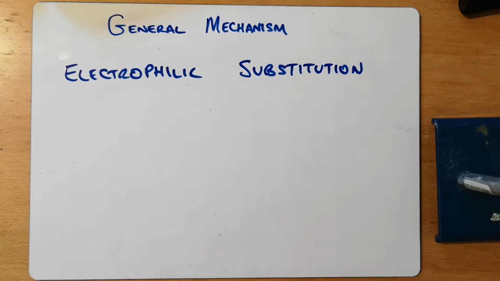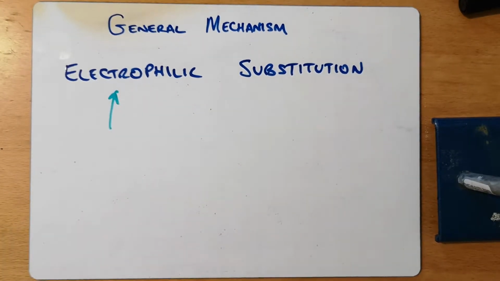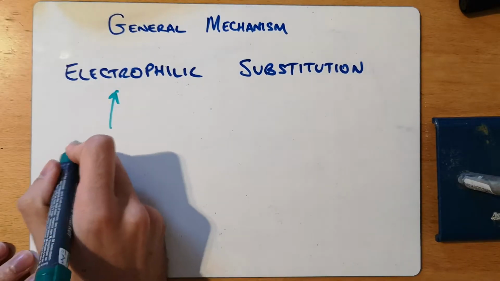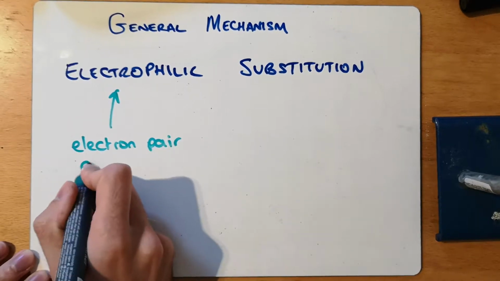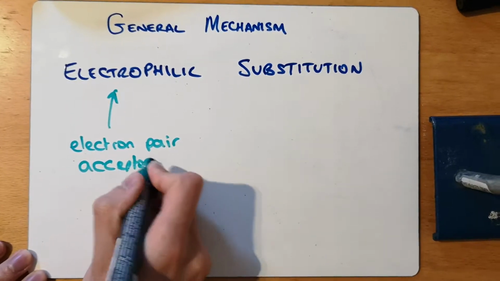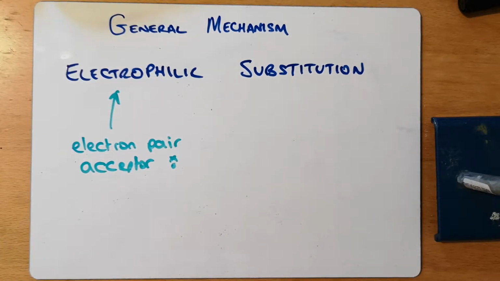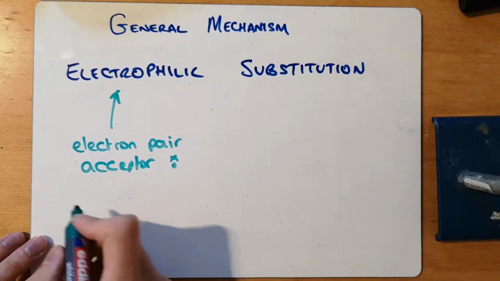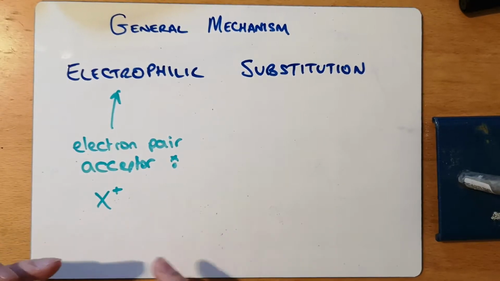First of all, we've got to find what is an electrophile. An electrophile is an electron pair acceptor. So we're going to see a pair of electrons being accepted by our electrophile. Look out for that in our mechanisms. An electrophile is generally represented with an atom with a positive charge. Positive, it's going to want to take on electrons.